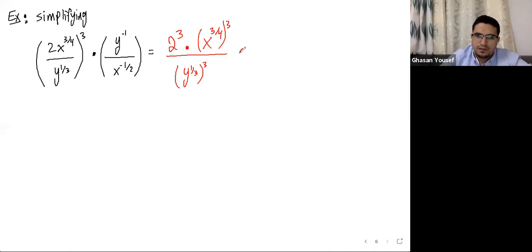Then this multiplied by the second fraction is y to the power minus 1. So y to the power minus 1, I can put it down. And here we have x to the power minus half. So this goes up, like I said before. So the minus exponent will go down from the numerator to the denominator. And the second one here, x to the minus half, they will go up to the numerator. So I get here x to the power half over y to the power 1.